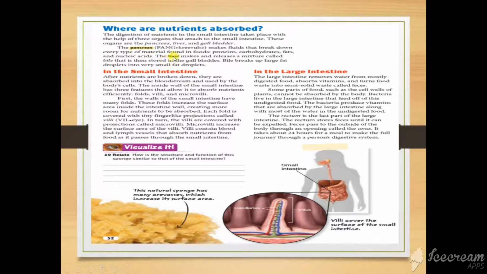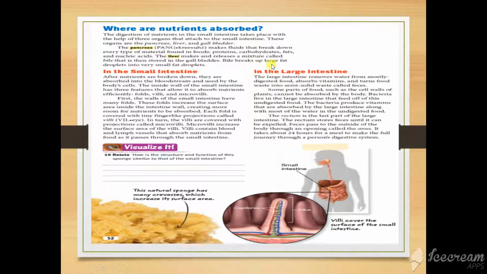What does the liver do? Liver, remember a bottle where bile juice is written. When I say liver, remember bile juice. What does this bile juice do? It releases a mixture called bile that is stored in the gallbladder. What does this bile do? It breaks up large fat droplets into very small fat droplets.